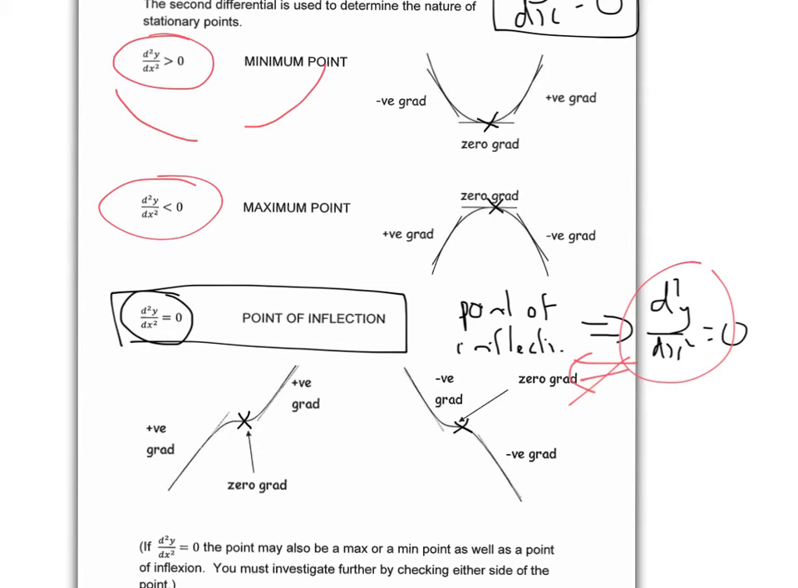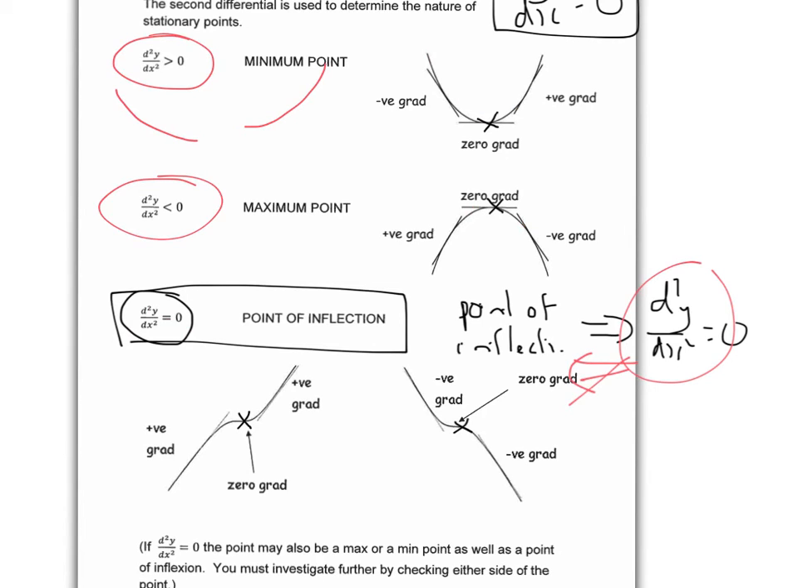If you plug in a value just before and get a positive gradient, and plug in a value just after and get a negative gradient, then you're talking about a maximum. And finally, for completeness' sake, if you plug in a value just before and get a negative gradient, and then a value just afterwards and get a positive gradient, then you're talking about a minimum. That's the fundamental definition of these points.